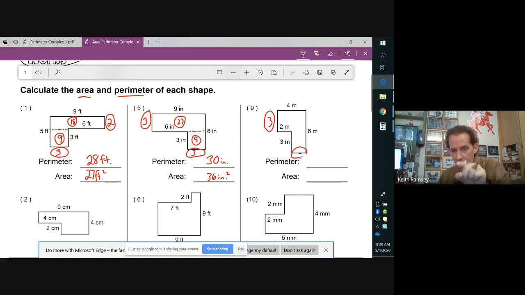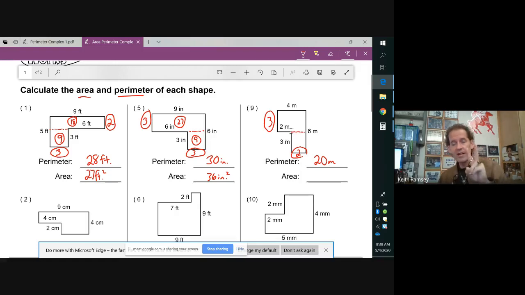And then I don't know that bottom part there, so I look at the opposite side. It's 4. 4 is parallel to 2. So if I have 4 minus 2, then I know this part down here is 2. Then for perimeter, I just go around and add up all the sides. 2 plus 3 is 5, plus 2 is 7, plus 3 is 10, plus 4 is 14, plus 6 is 20 meters for a perimeter. And then for the area, separate your shape. So maybe I'll separate it right here.